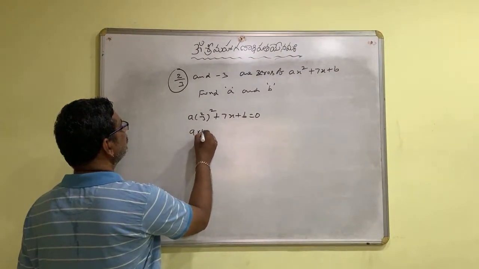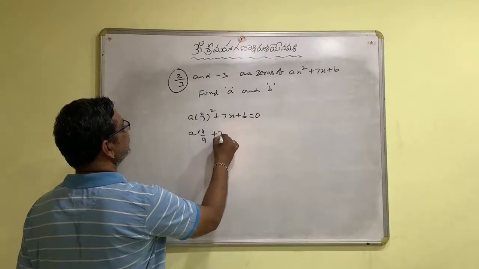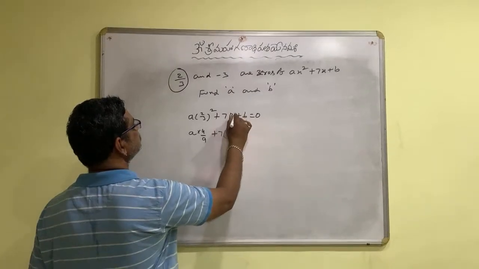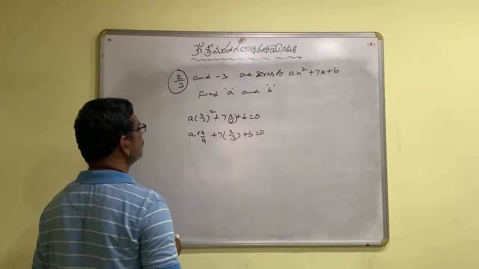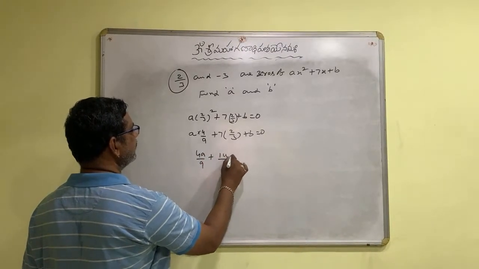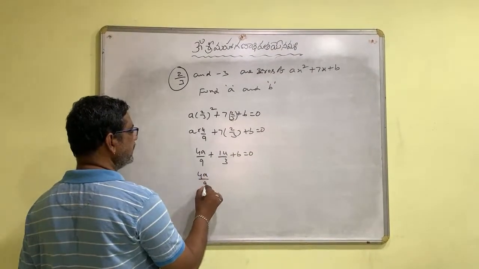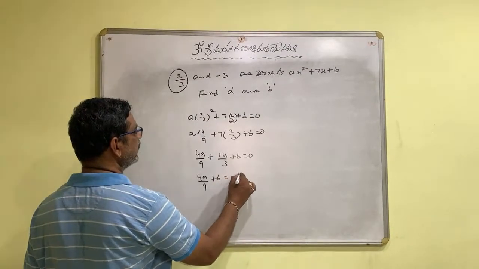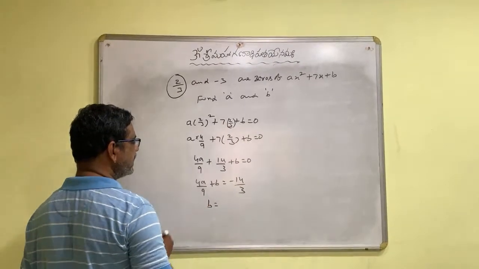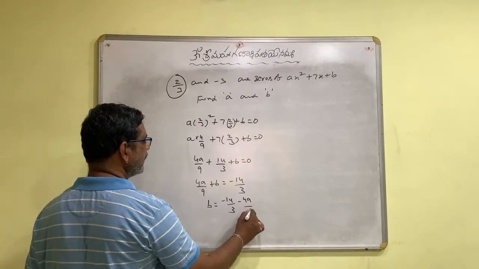a into 4 by 9 plus 7 into 2 by 3, sorry, I forgot to write 7 into over here, plus b is equal to 0. So 4a by 9 plus 14 by 3 plus b is equal to 0. Then 4a by 9 plus b is equal to negative 14 by 3. From this we can write b is equal to negative 14 by 3 minus 4a by 9.